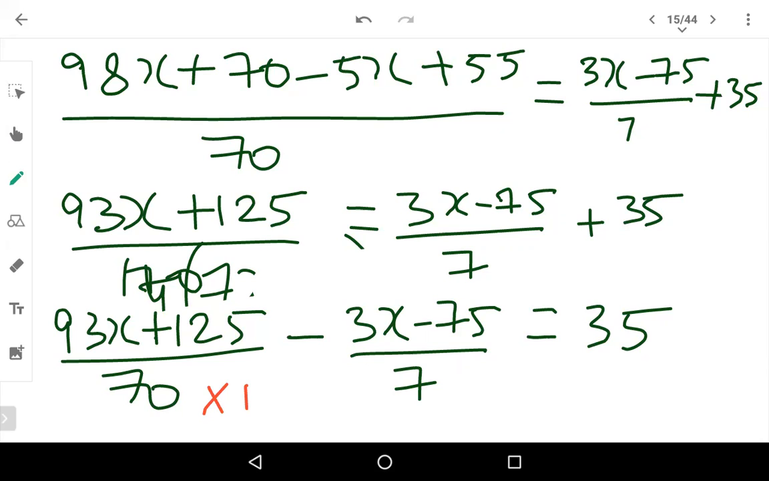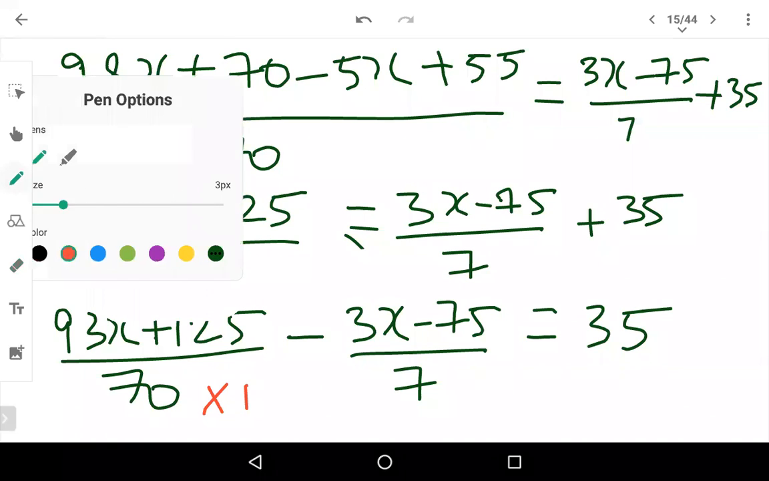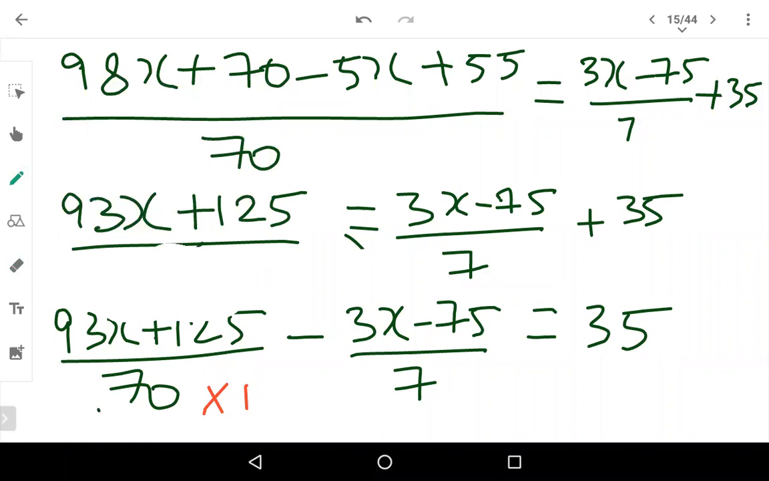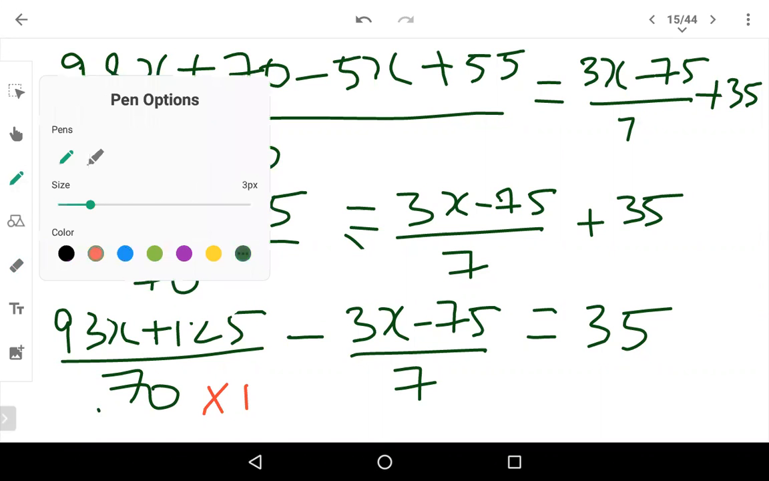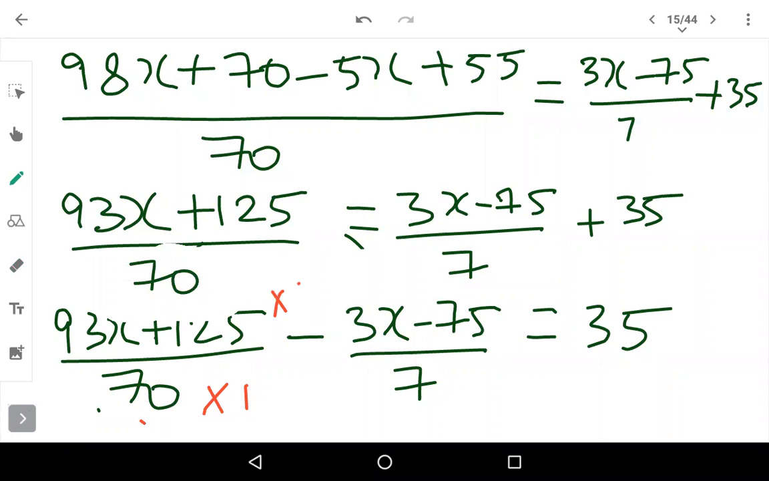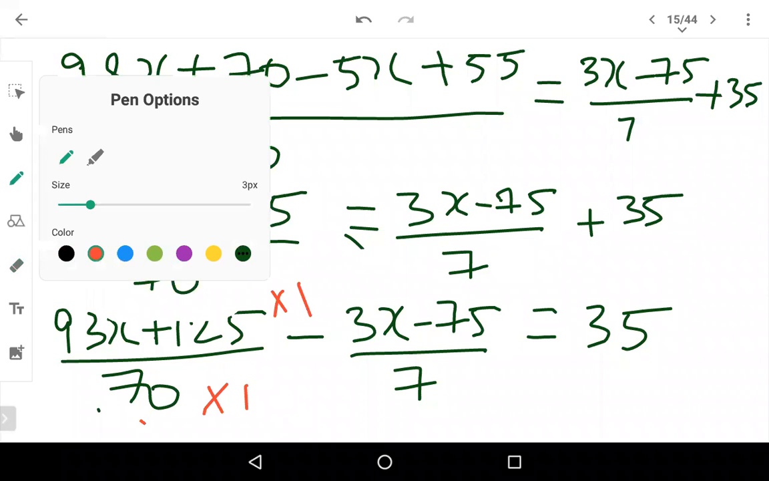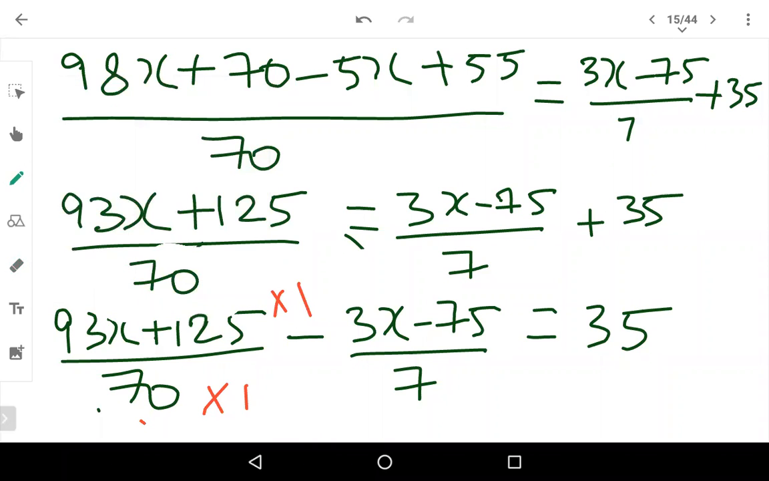Similarly, I don't know what happened with these numbers here. Just a second. This is supposed to be 70, right? Yeah. So for the sake of formality, I am going to multiply the numerator also with 1. So this is 125.